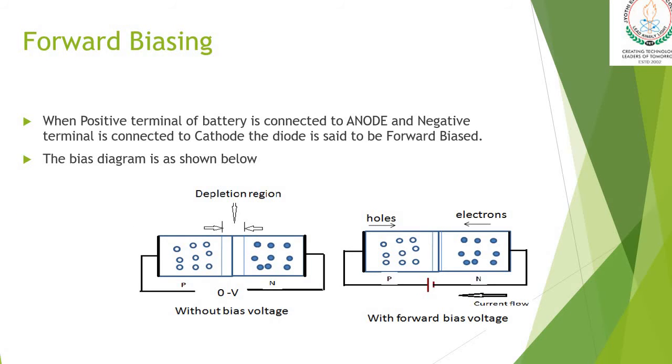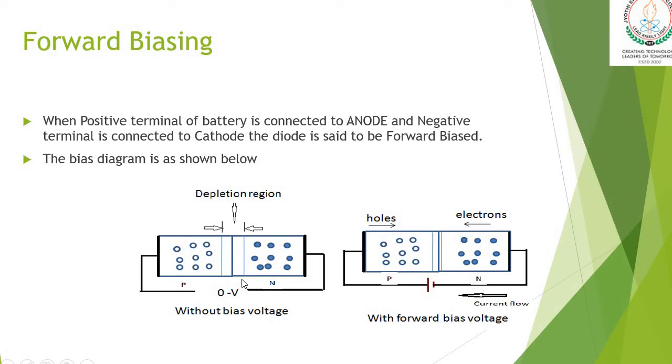So we come to forward biasing. When the positive terminal of the battery is connected to the anode and the negative terminal to the cathode, the diode is said to be forward biased. Look at this. This P is connected to positive, and this negative is connected to N. So this is how you have a forward biasing.